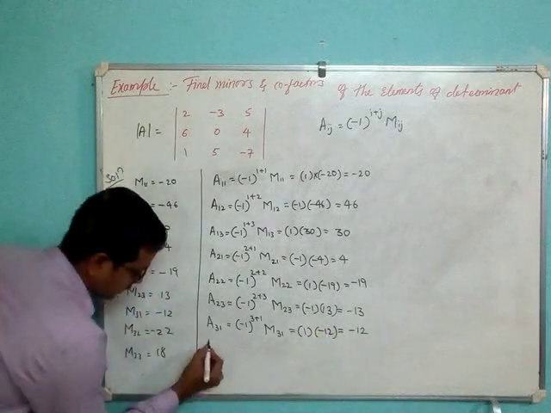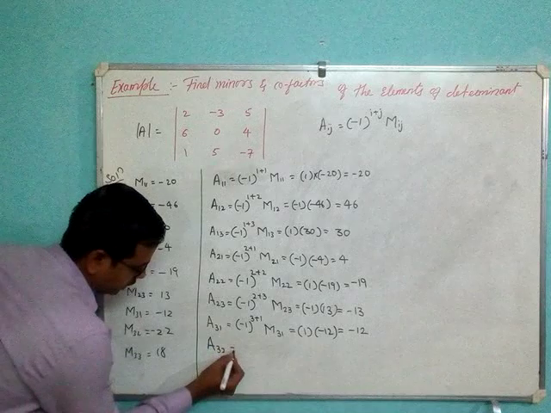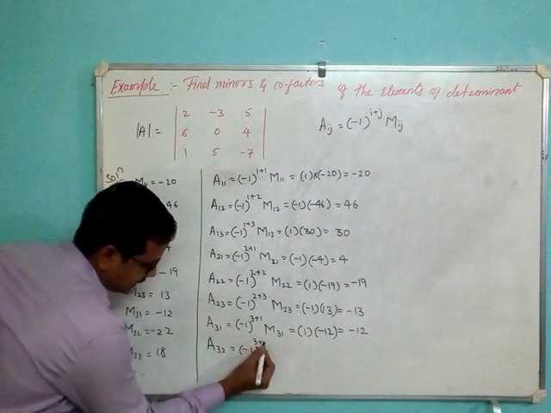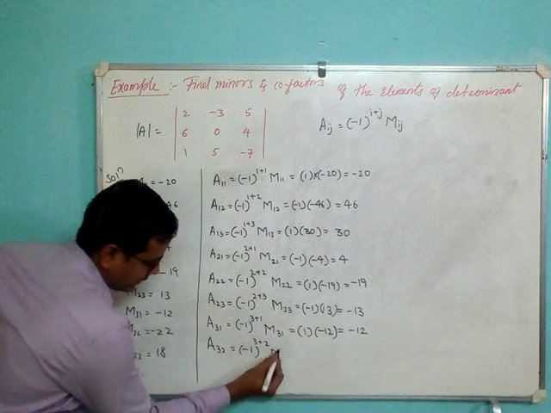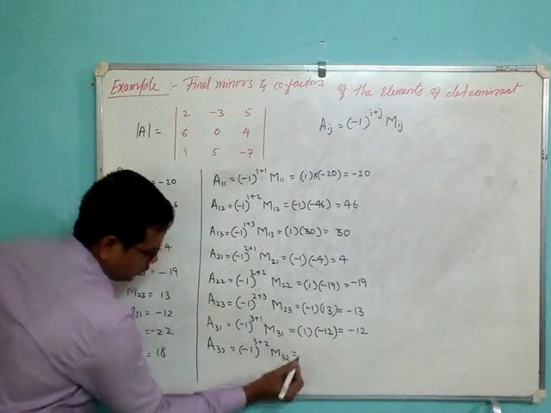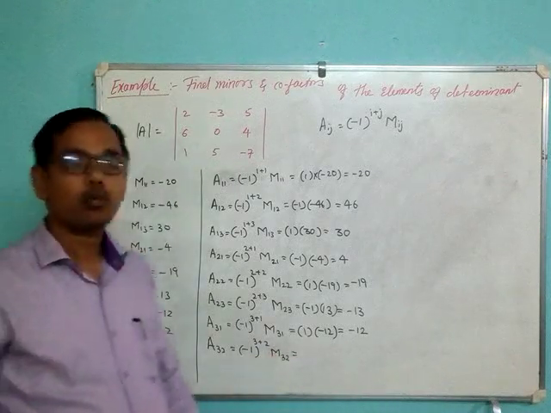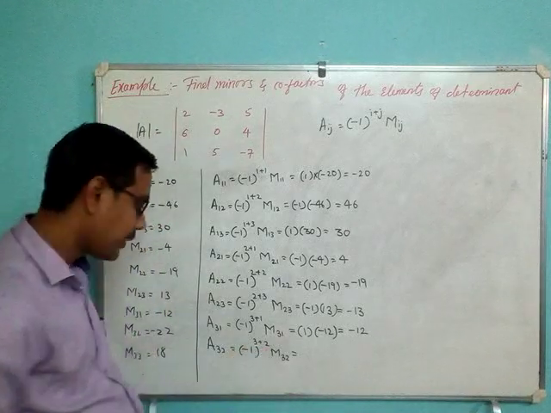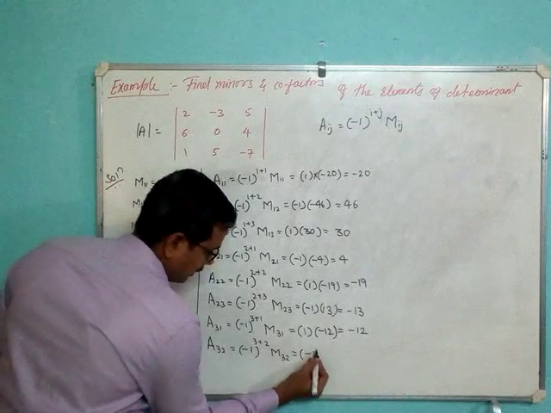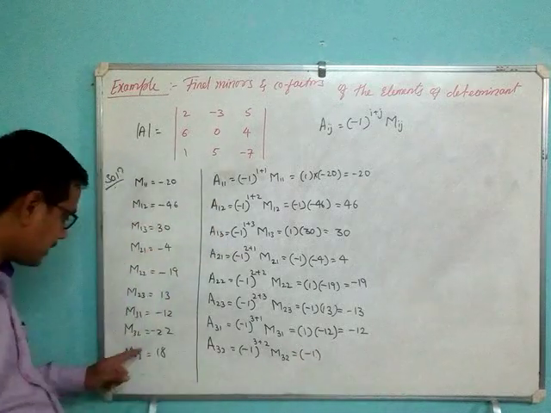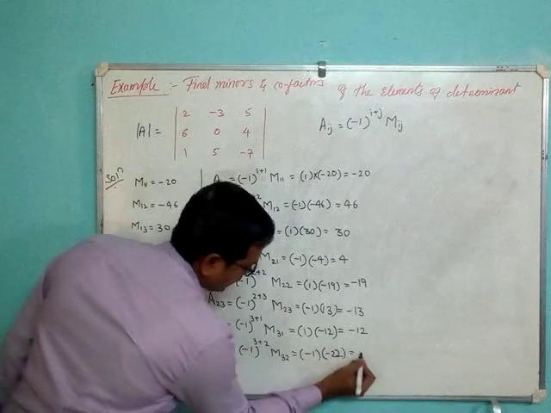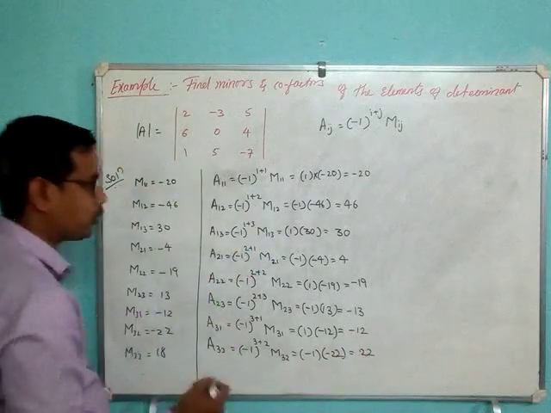Okay. Similarly, A32 is equal to minus 1 to the power I is 3, J is 2 into M32. So what is 3 plus 2? That is 5. Minus 1 to the power 5 is minus 1. M32 is minus 22. So this will become plus 22.